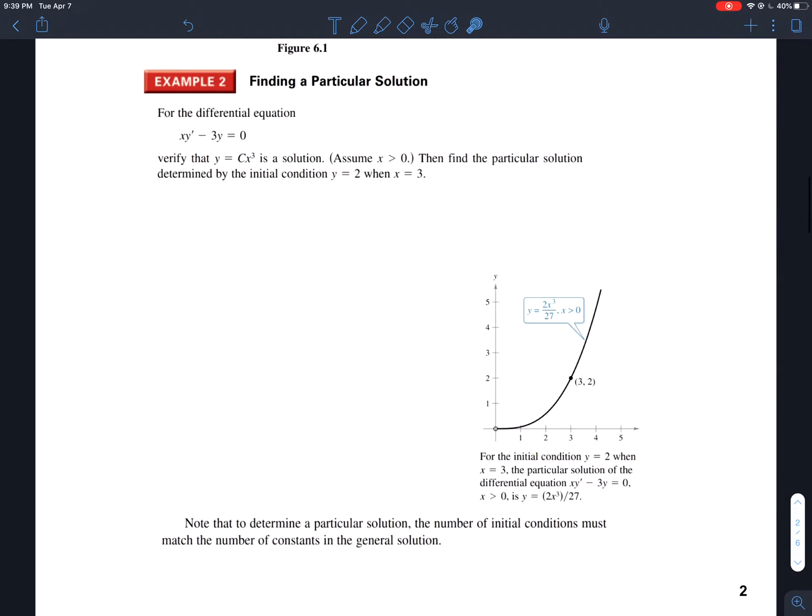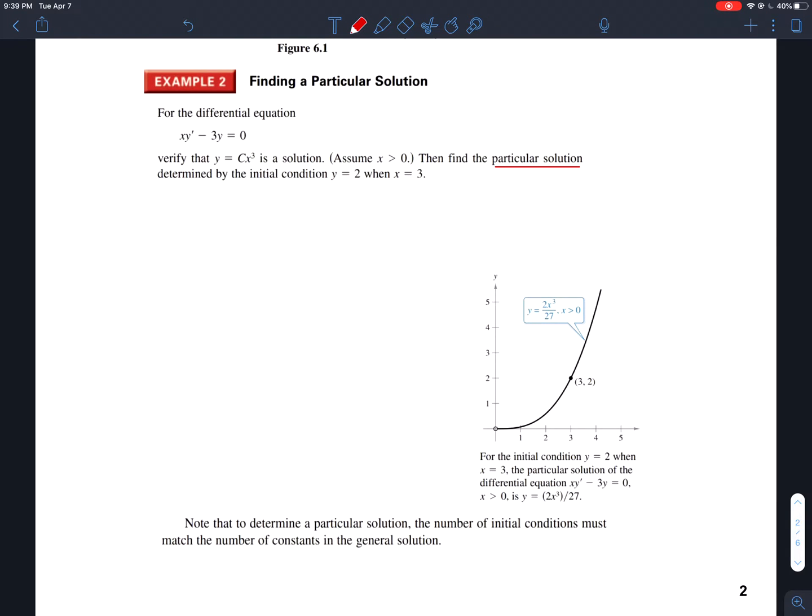Example 2. Find a particular solution. So they want us to find the solution to this differential equation. It says, for the differential equation, verify that y equals cx cubed is a solution. Of course, assume x is positive. That's important for this problem. Then find the particular solution, so there's two parts here. Then find the particular solution determined by the condition where y equals 2 and x equals 3.